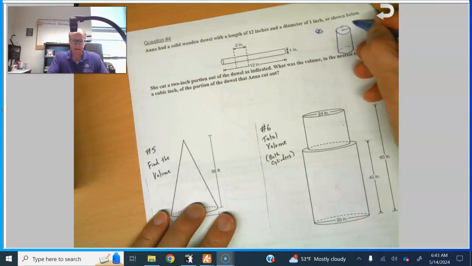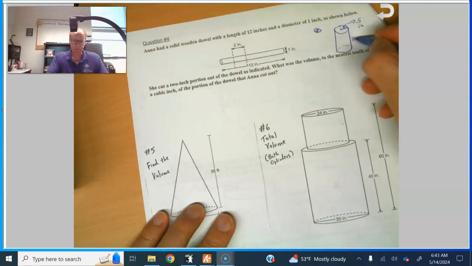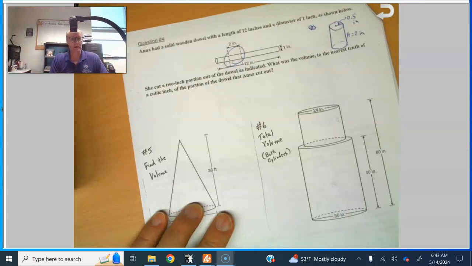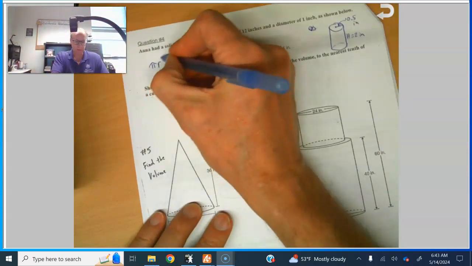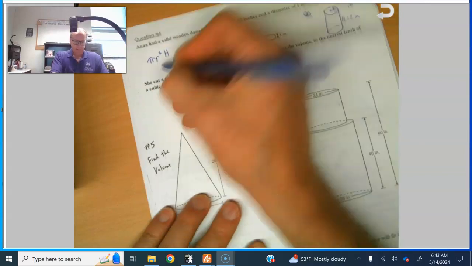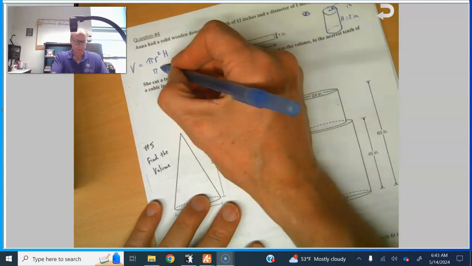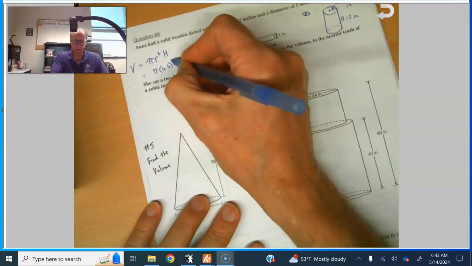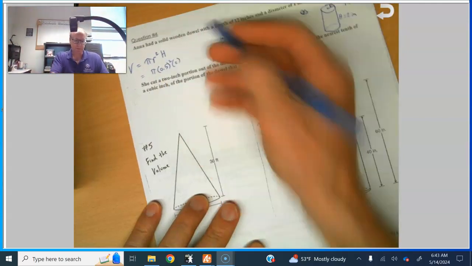The radius is 1/2 inch, 0.5 inches for the radius. And of course the height is equal to 2 inches. That's this piece right here that we're looking at. And if I take pi r squared h, it's going to be the volume of that little piece right here, and it's going to be pi times radius squared, 0.5 squared, times the height, 2.